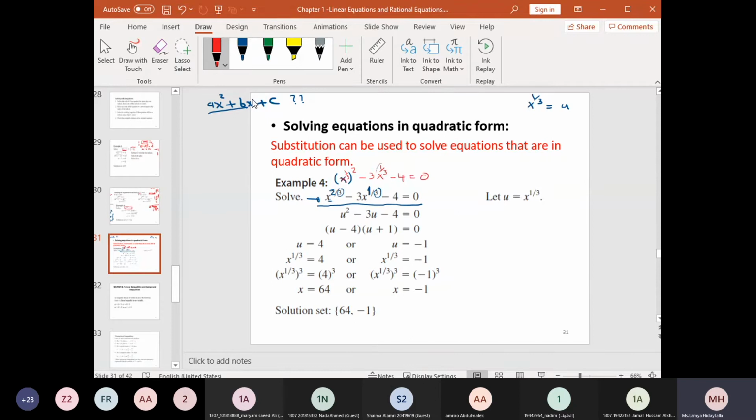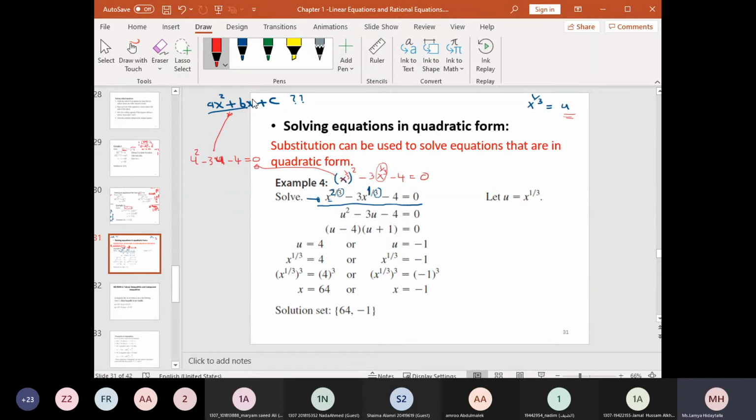So if I take x to the power 1 over 3 equal to u, this equation will be u square minus 3u minus 4 is equal to 0, which now is in this form. And it's a quadratic equation in the variable u, correct? Now I can solve it either to factorize or to complete the square or to use the formula. And this one you can easily factorize if you know how to factorize two numbers.